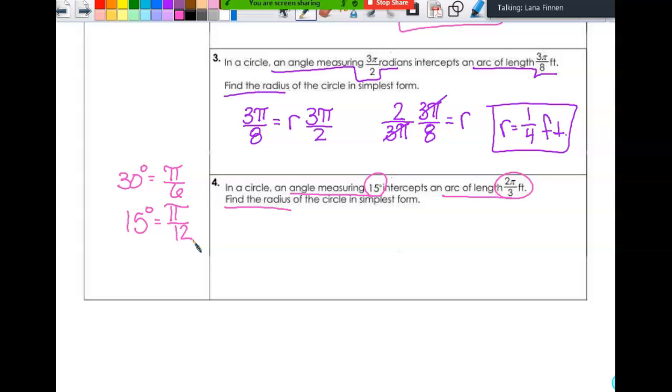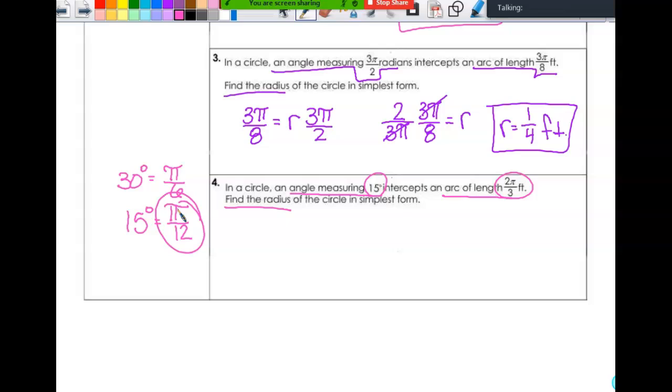Last period somebody said pi thirds, and then they stopped themselves. As soon as it came out of their mouth, they knew that they were wrong, but they divided the 6 by 2. So remember, dividing by anything is the same as multiplying by 1 over that thing. That's important. Okay, so that's my angle in radians now. So this is what I'm going to use.